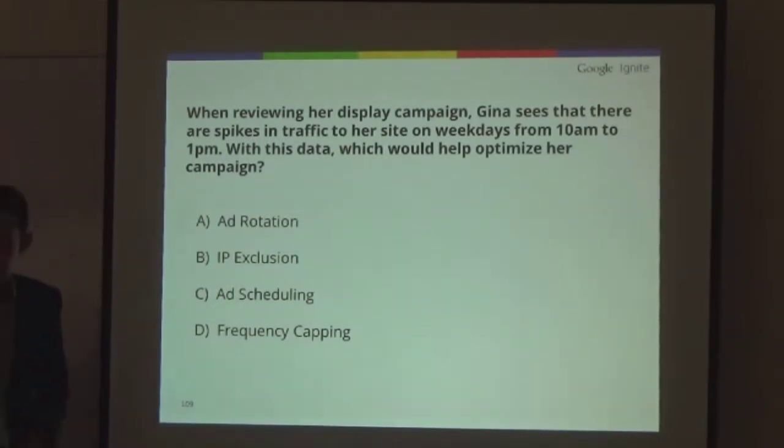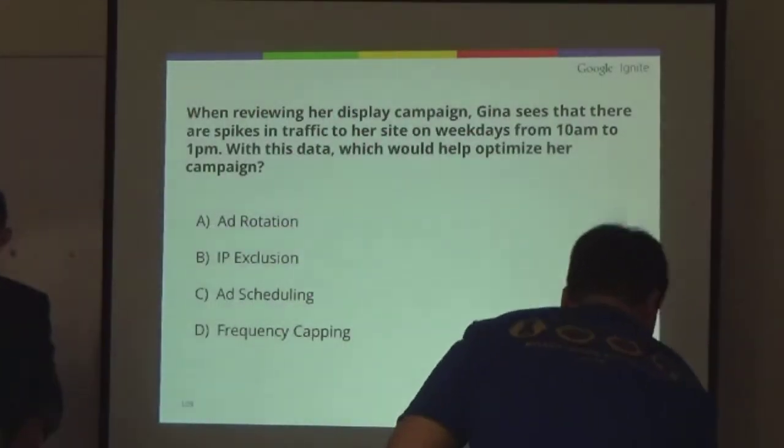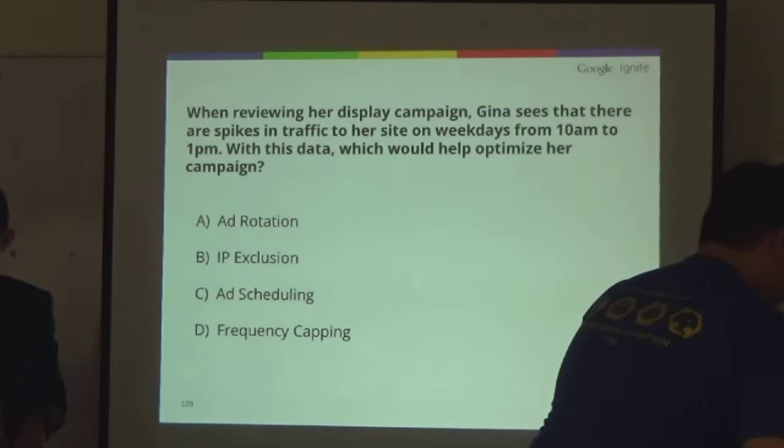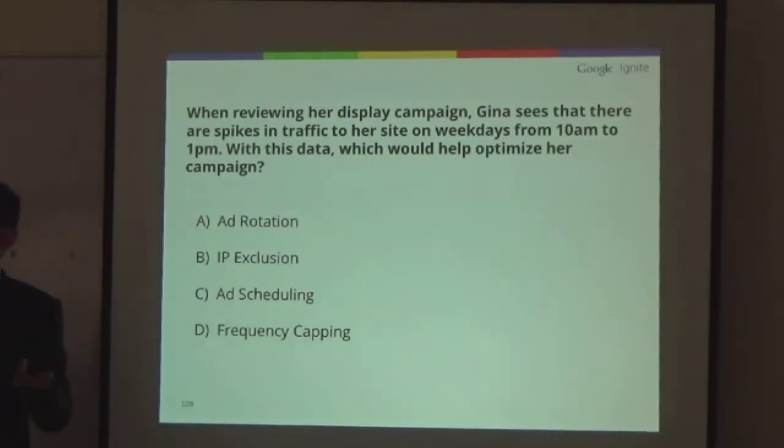When reviewing her display campaign, Gina sees that there are spikes in traffic to her site. For some of you who are not familiar with terms like this, what does it mean when they mention there are spikes in traffic? It means there is an increase, a jump in the amount of traffic on weekdays from 10 a.m. to 1 p.m.